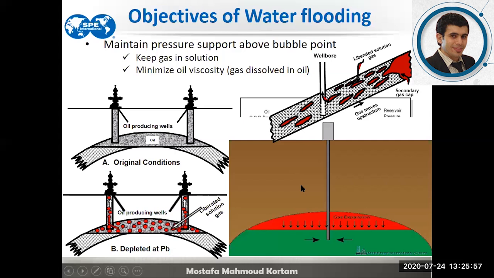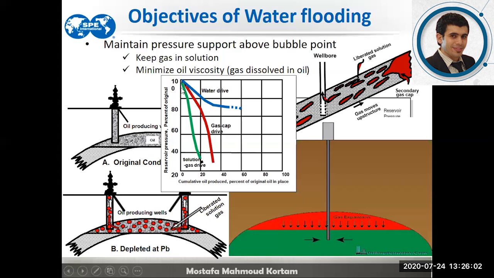So this chart just demonstrates what the case is if you have a solution gas drive mechanism, which is the case we just reviewed, and if you have some gas drive and are able to form a secondary gas cap, that would help produce a greater amount of oil with less pressure decline. This chart shows how much cumulative oil you get versus the depletion percent of the reservoir. Starting here, that is the initial pressure, then the decline.